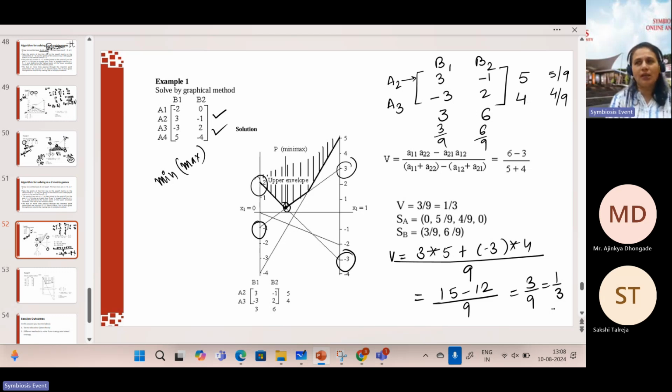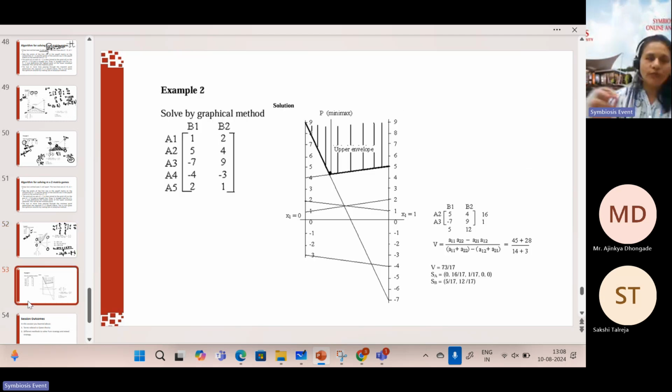I'm applying the same criteria, that is minimization of all maximum column values or maximization of all minimum row values. Why? Because I'm writing in terms of player A. So player A has to have minimums of the regret, and player B is going to have maximum of losses. Let us have one more question graphically.